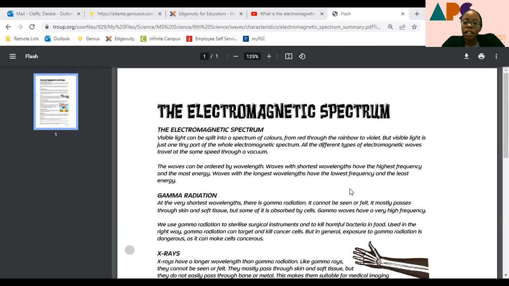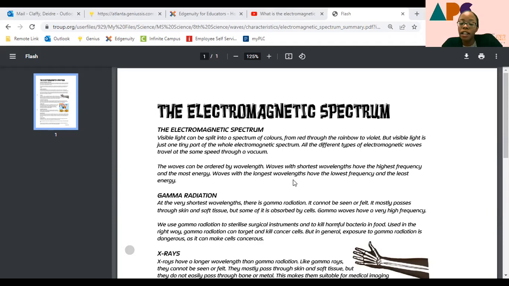All the different types of electromagnetic waves travel at the same speed through a vacuum. Now, these are not vacuums that we have at home, but if we're using scientific terms, we would call that vacuum. The waves can be ordered by wavelength. Waves with the shortest wavelengths have the highest frequency and the most energy. Waves with the longest wavelengths have the lowest frequency and the least energy.